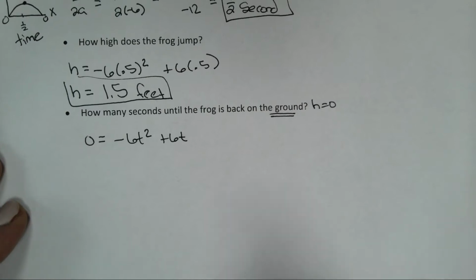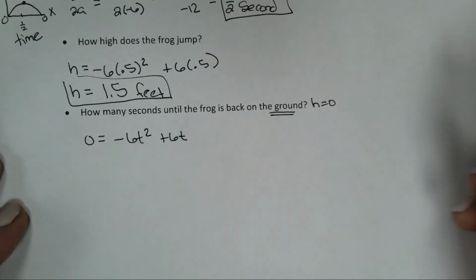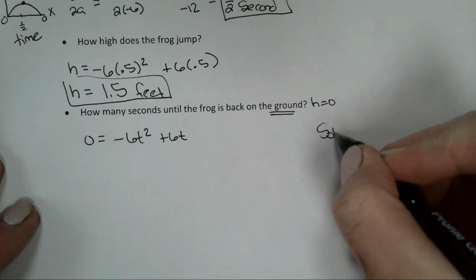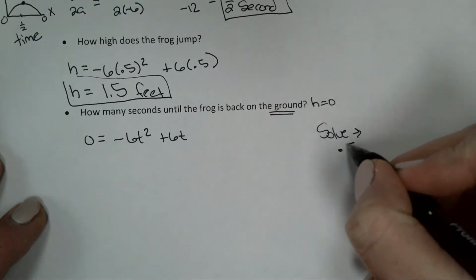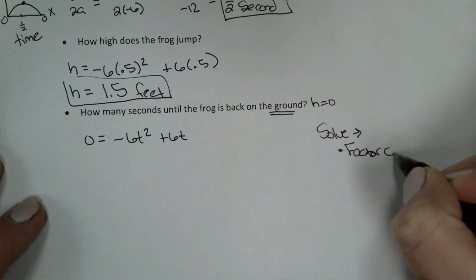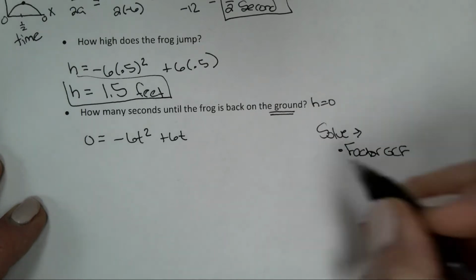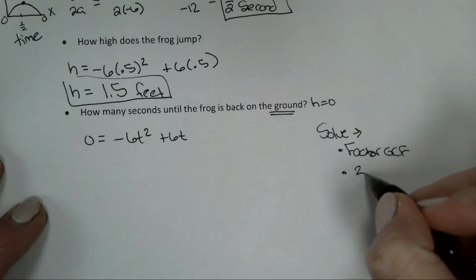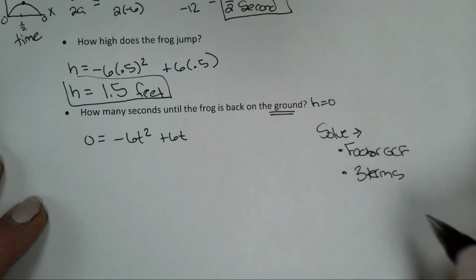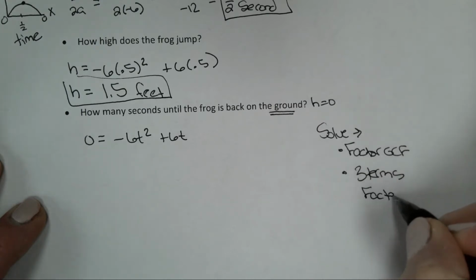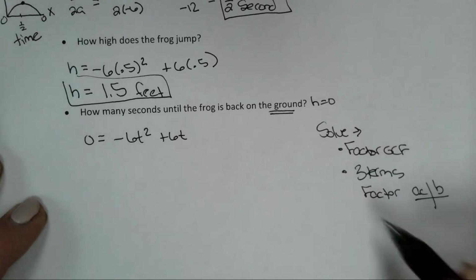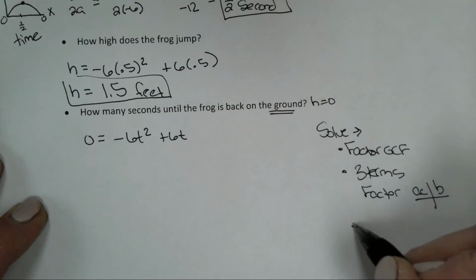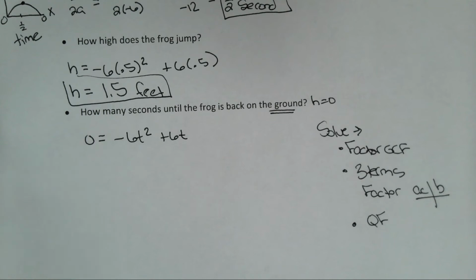When I see this problem, I see a GCF. So when you want to solve it, you have 3 options. You can factor out a GCF, which is what we're going to do here. If you have 3 terms, you can try to factor your trinomial by making your ACB chart. Or if factoring fails you, or if the numbers are really big, you can run the quadratic formula.